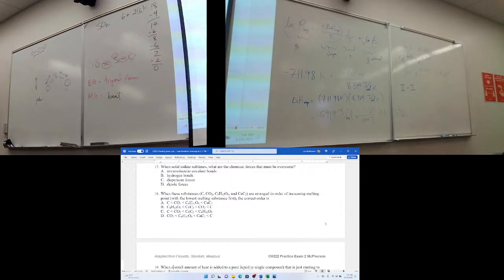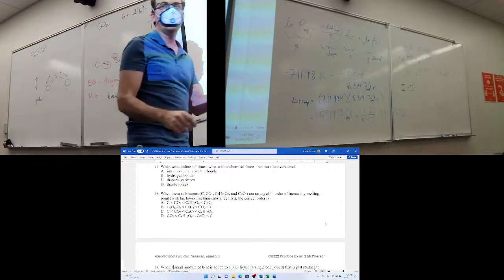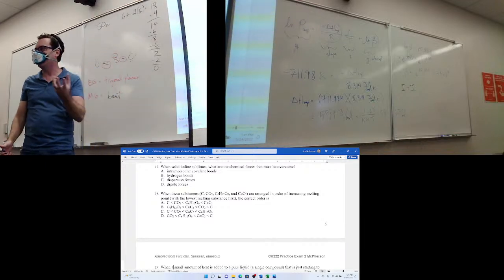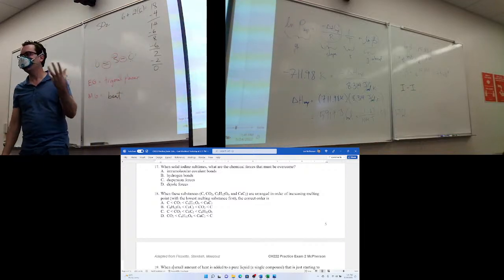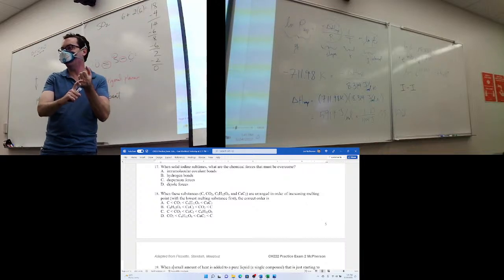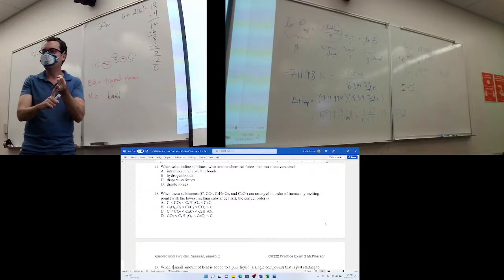Here's where you have to use your knowledge. C is not individual C atoms. The natural state of carbon, you could think of graphite or diamond, either one.